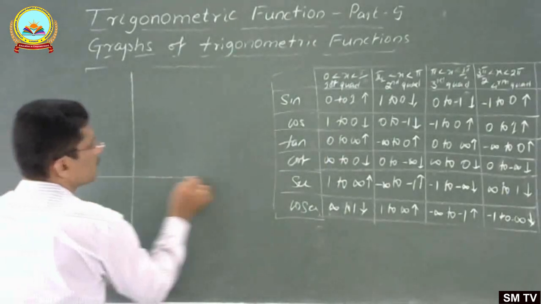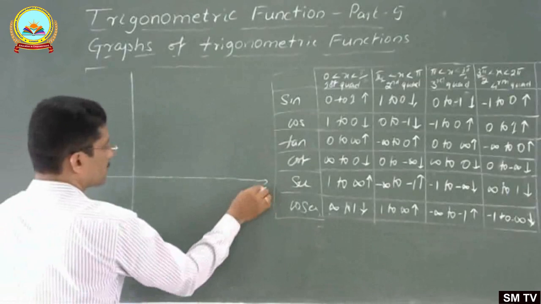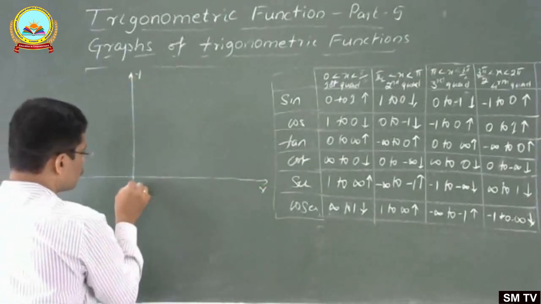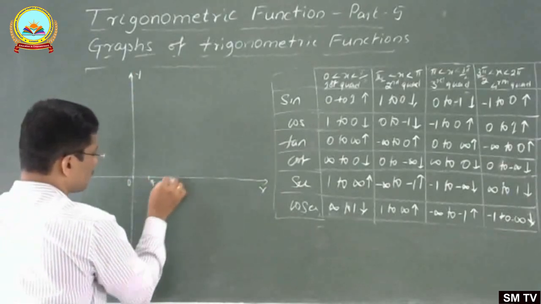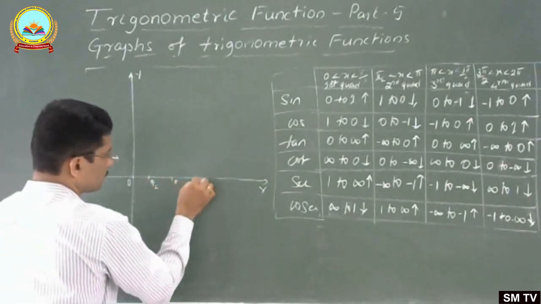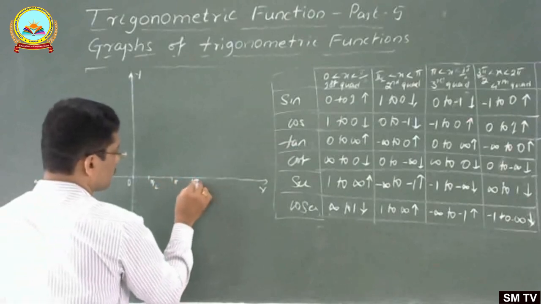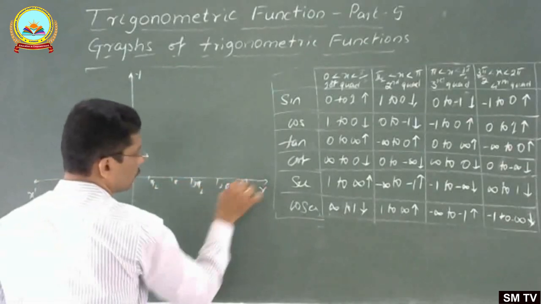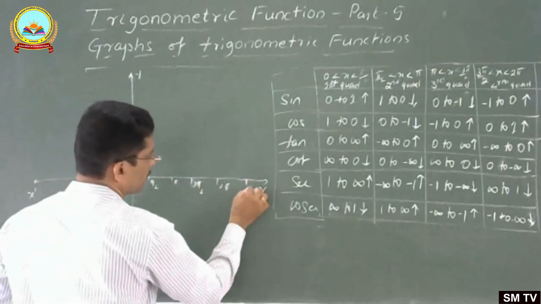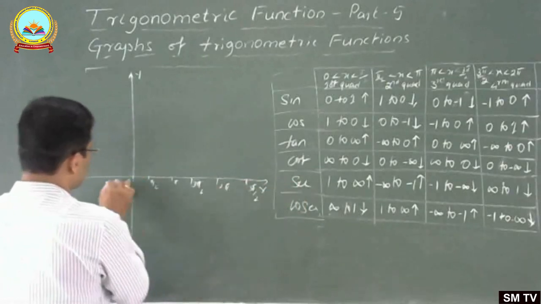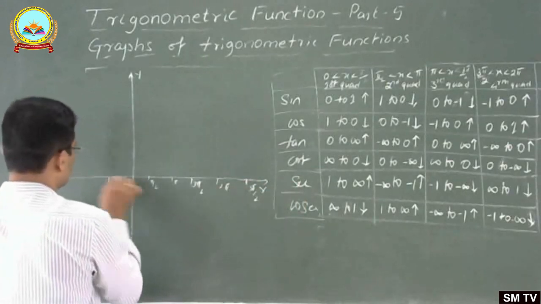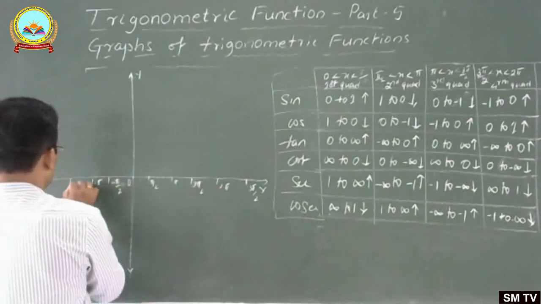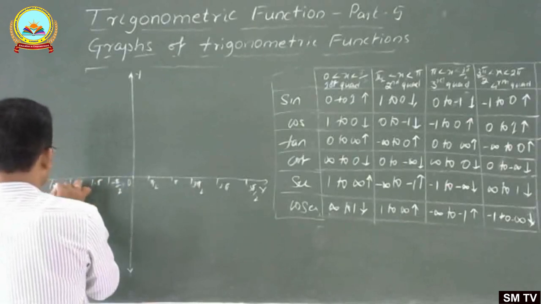You can take the x and y axes: the horizontal line is the x axis and the vertical line is the y axis. The first one, for each unit on the x axis, you can take pi by 2 radian. Here, pi by 2, pi, 3 pi by 2, 2 pi. In one revolution, it continues here, 5 pi by 2, 3 pi, and on the left-hand side minus pi by 2, minus pi, minus 3 pi by 2, minus 2 pi, like this.